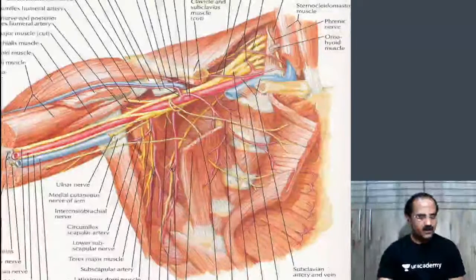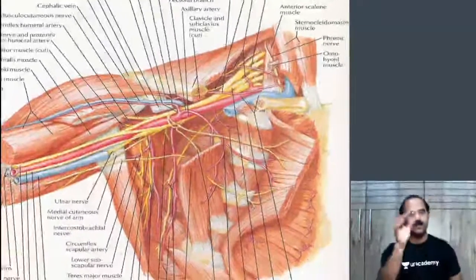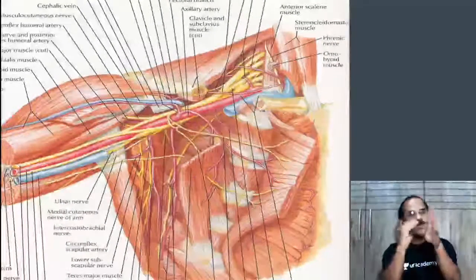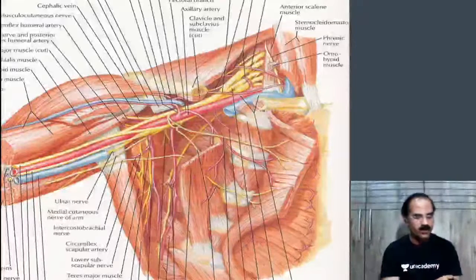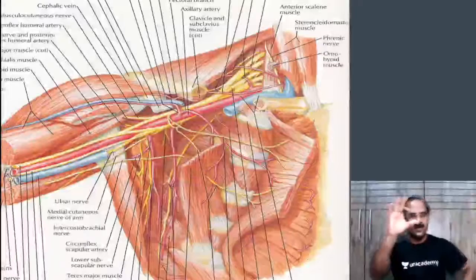Venae comitans, my child. That's venae comitans. Venae comitans is a group of veins around an artery. That is venae comitans. Okay. Group of veins around the artery. That is venae comitans. Okay, I'll start with this slide.